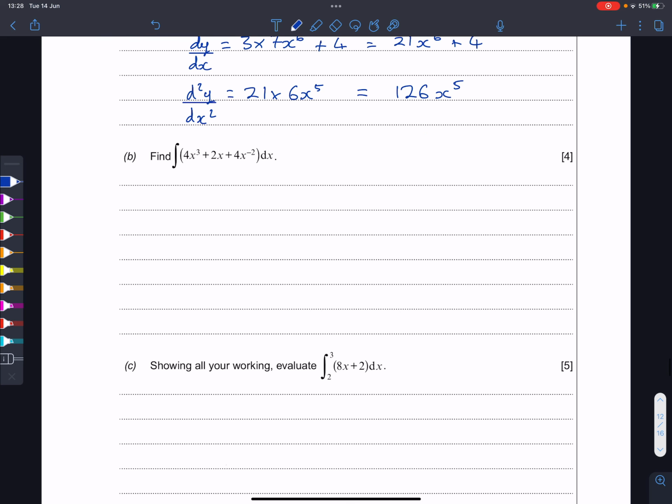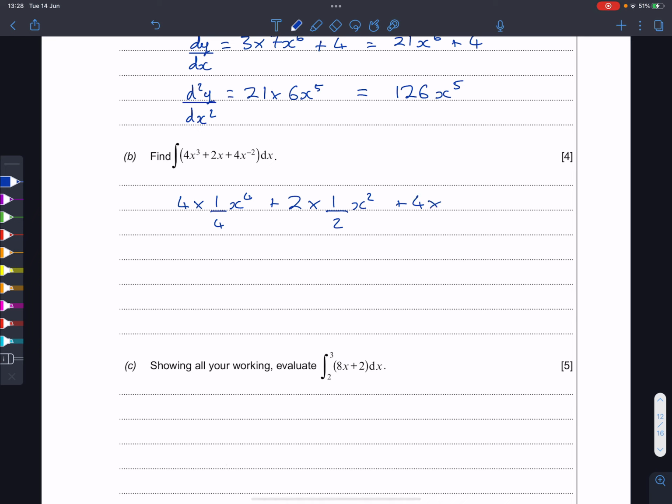Okay, part B, integration question. So the one to really watch out for here is this negative, as when we raise the power by 1, it's going to go to -1, not to -3, so just be careful. Okay, so this becomes 4 lots of x cubed will integrate to 1/4 x to the 4. Plus 2 lots of x will integrate to 1/2 of x squared.